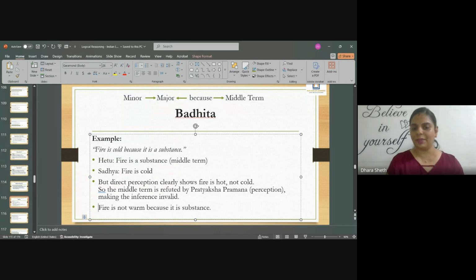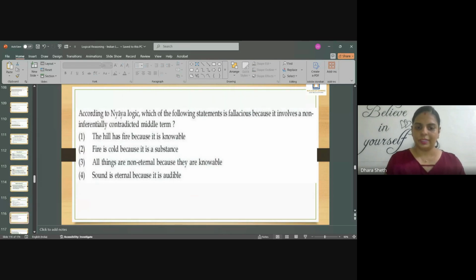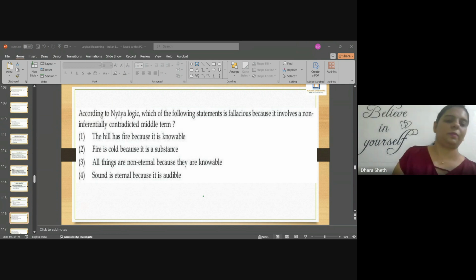Another way this statement could be asked is, fire is not warm because it is a substance, instead of fire is cold. So again, we know that this is wrong because by perception, we know fire is hot. This is asked like this. According to Nyaya logic, which of the following statements is fallacious because it involves a non-inferentially contradicted middle term? What's your answer here?